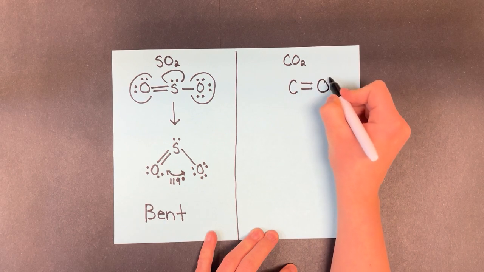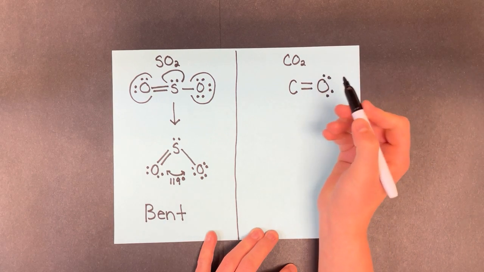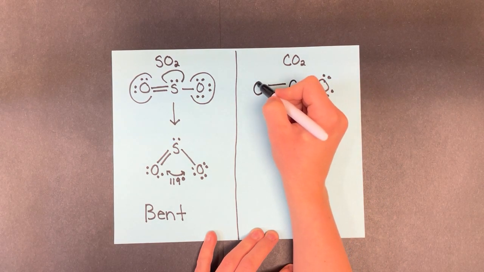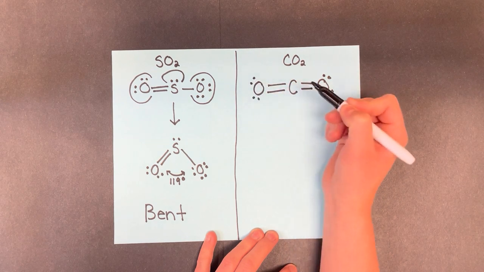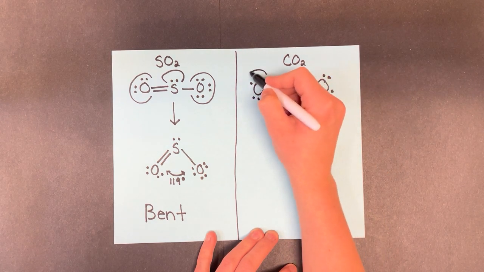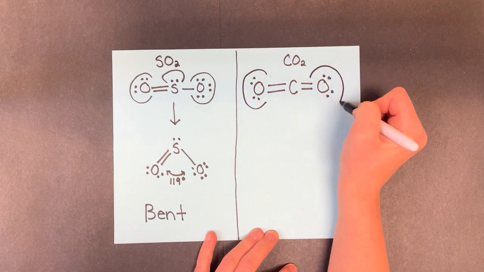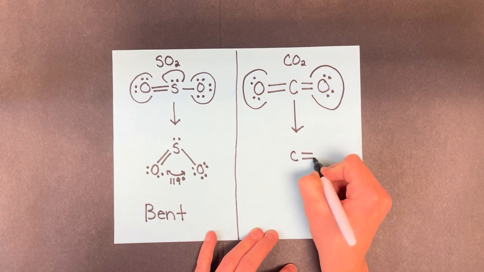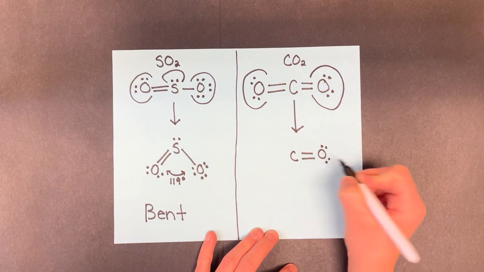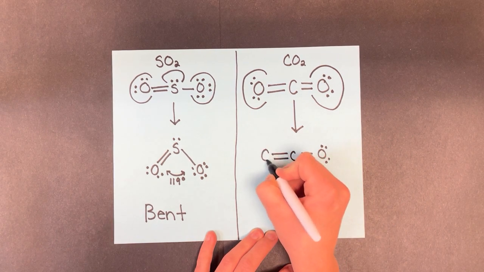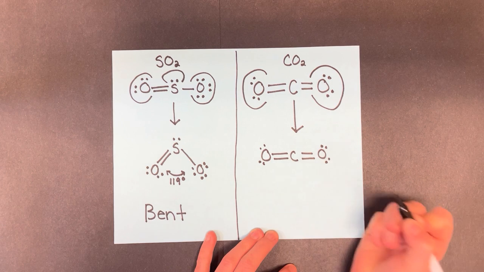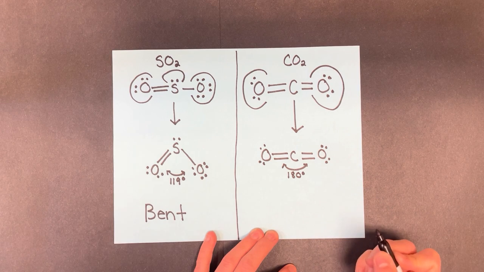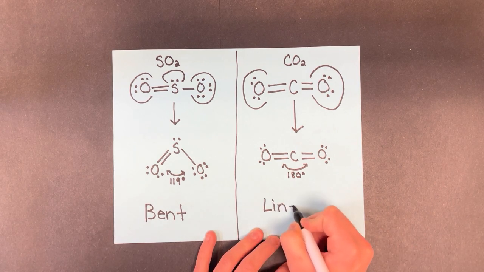The first step is to draw the Lewis structure of this molecule. The second step is to count the amount of things on the central atom. Each oxygen is going to be a thing. The next step is that things get as far away as possible. Because there's no lone pairs on the central atom, these things are already as far away as they possibly can be. Because there is no lone pair on the central atom, the bond angle can be 180 degrees. Therefore, the shape of CO2 is going to be linear.